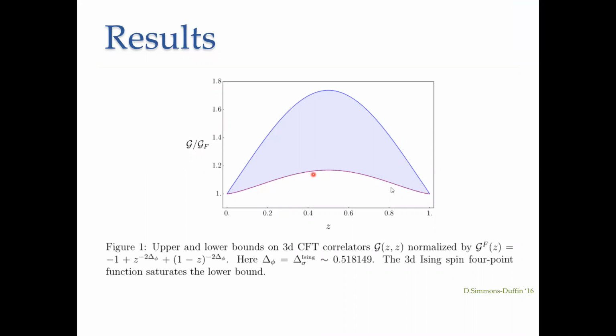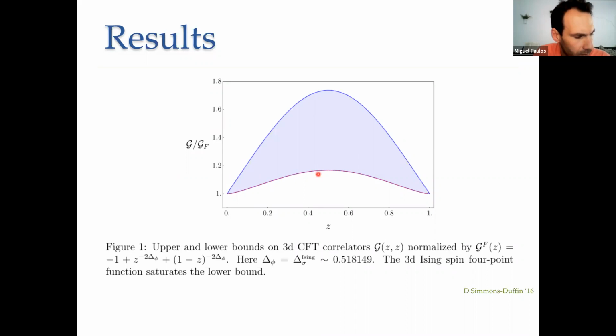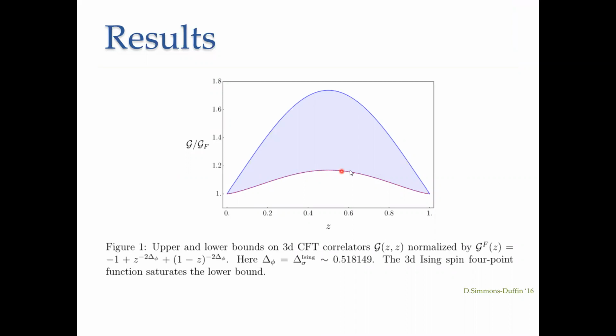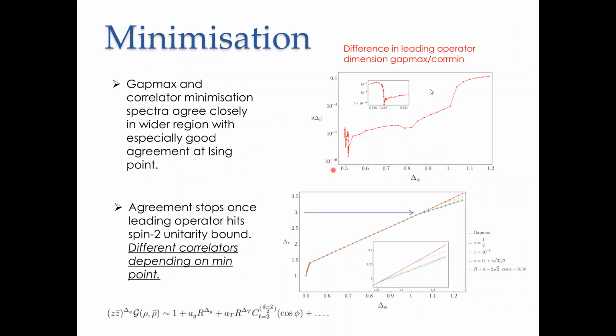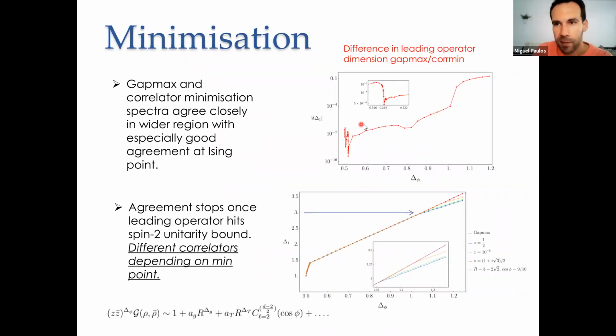So this is yet another bound that's saturated by 3D Ising. Miguel? Yes. Hi. Can you say a little more detail about that line? It's exactly on the lower bound for the entire range, or there was like a tiny little sliver? I'm going to show you exactly. You can see it in this slide.